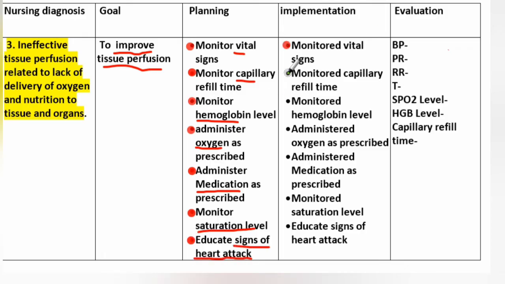Implementation: monitored vital signs, monitored capillary refill time, monitored hemoglobin level, administered oxygen as prescribed, administered medication as prescribed, monitored saturation level, educated about signs of heart attack. Evaluation: respiratory rate, pulse rate, temperature, saturation level, hemoglobin level, and capillary refill time.